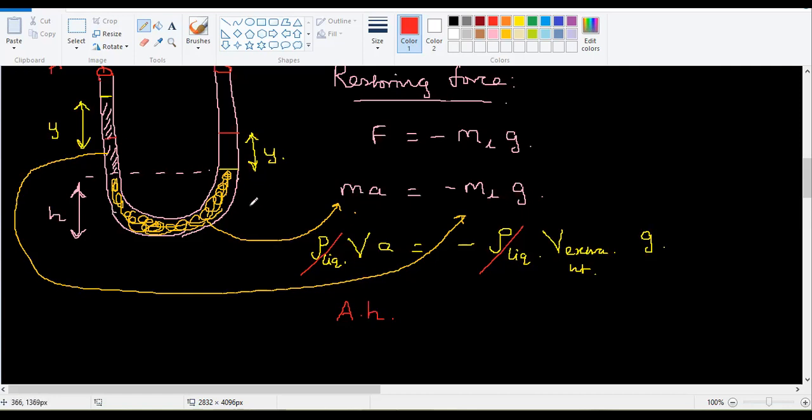Actually, you have some height here and you have some height here. If you ignore this curved path, you have some height here and some height here. So I'm going to write it as 2H. So area into 2H will give me the volume over here. The extra height volume is area into 2Y. This is one Y and this is another Y, so the total will be 2Y.